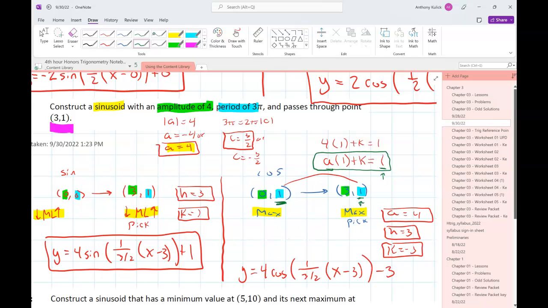So a times 1 plus k had to equal 1. My a was 4, so 4 times 1 plus k is equal to 1, so k is negative 3.